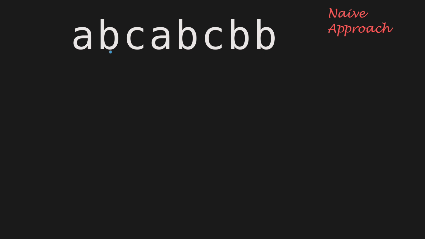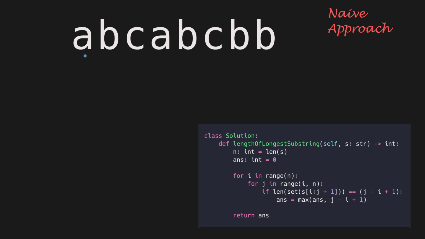Now in terms of solution, one of the naive approaches can be that we generate all possible substrings of the input string by using two nested loops. For each starting index i, we iterate through all possible ending indices and extract the substring. For example, starting with A, we generate substrings like A, AB, ABC, and so on. And then starting with B, we generate the substrings like B, BC, BCA, and so on for all the characters in the string. And for each substring, we check whether all characters in it are unique.